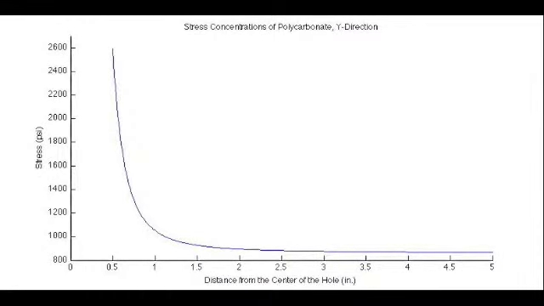The graph here shows the predicted stress concentrations within the polycarbonate plate in the y direction, that being the vertical direction. As we move from left to right on the graph, we're increasing the distance that we are away from the hole in the plate. As you can see, the graph decreases moving from left to right. This is because the stress concentrations around the hole are the largest, whereas far away they are the smallest.